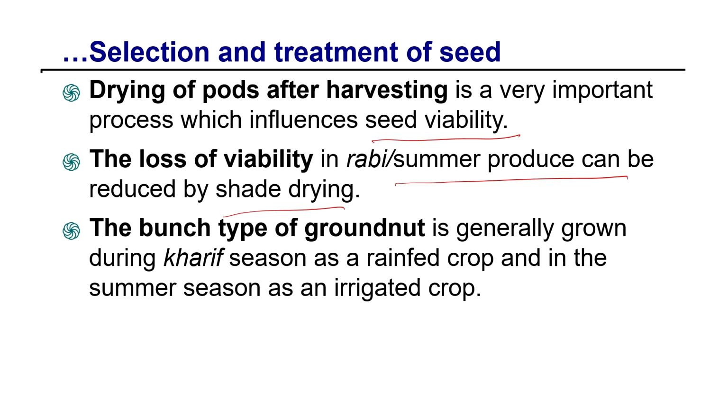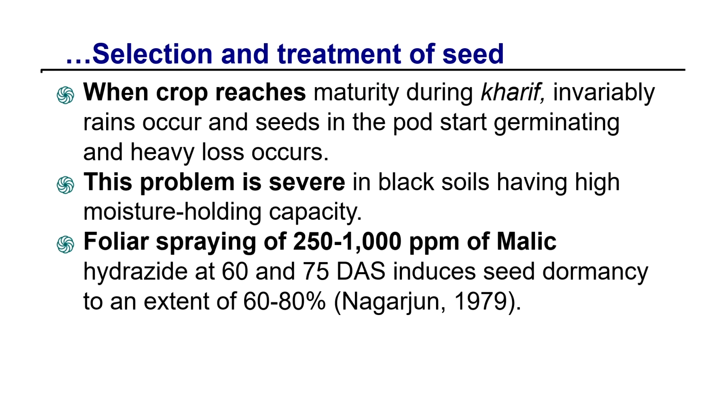The bunch type of groundnut is generally grown during Kharif season as a rain-fed crop, and in the summer season as an irrigated crop. When crop reaches maturity during Kharif, invariably rains occur and seeds in the pod start germinating and heavy loss occurs, particularly in non-dormancy varieties. This problem is severe in black soils having high moisture holding capacity. There the soils will be more wet. Foliar spraying of 250 to 1000 ppm of maleic hydrazide at 60 and 75 days after sowing induces seed dormancy to an extent of 60 to 80%. If you expect these wet conditions and your variety is non-dormant kind, then you can spray this maleic hydrazide to stop germination. This is a very important activity in groundnut cultivation.